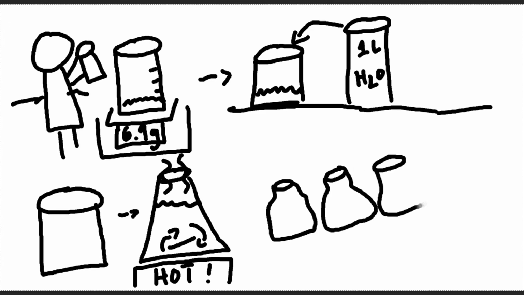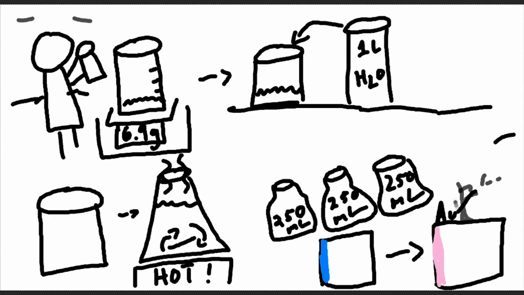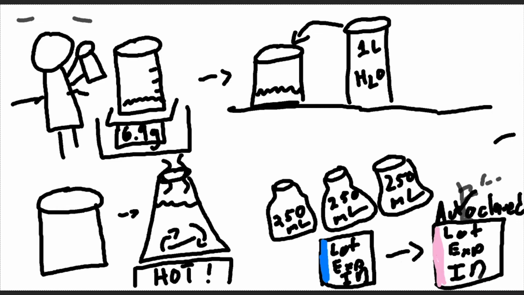As the solution mixed, I would label the containers required for the media. I used a special autoclave label that would change color to indicate it was autoclaved. The label would have a lot number that designated what day of the year it was created, the expiration date, and an ID for the media type.